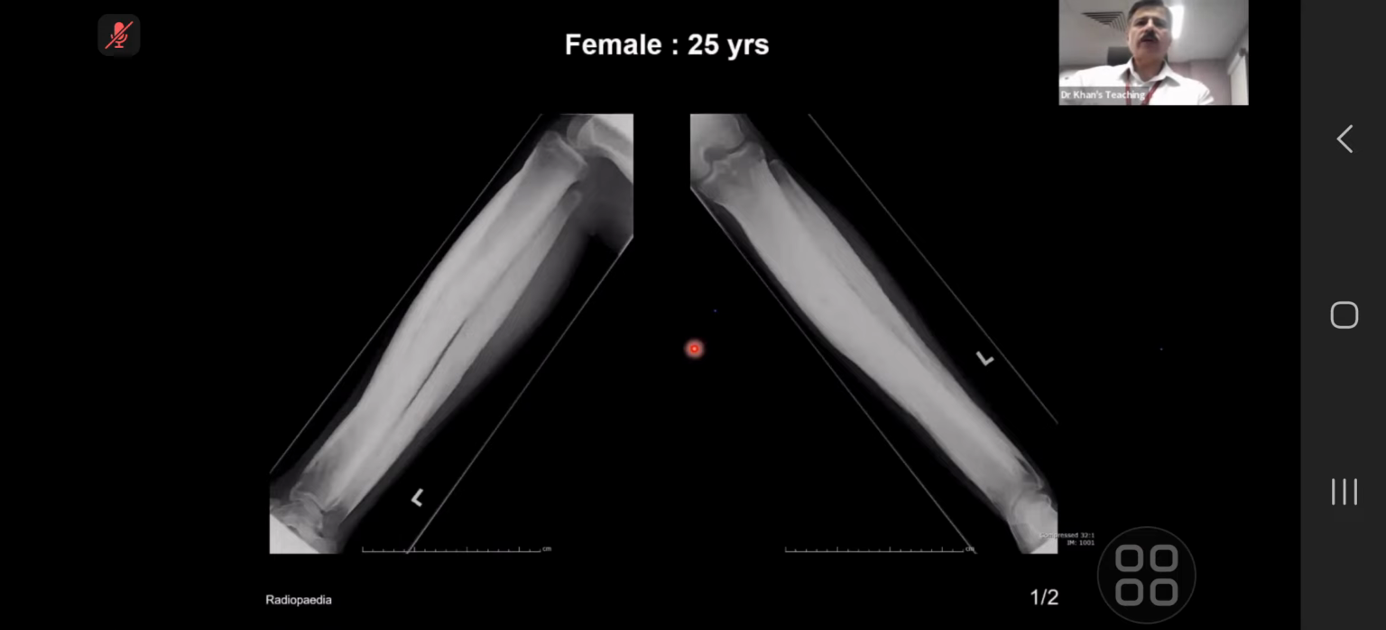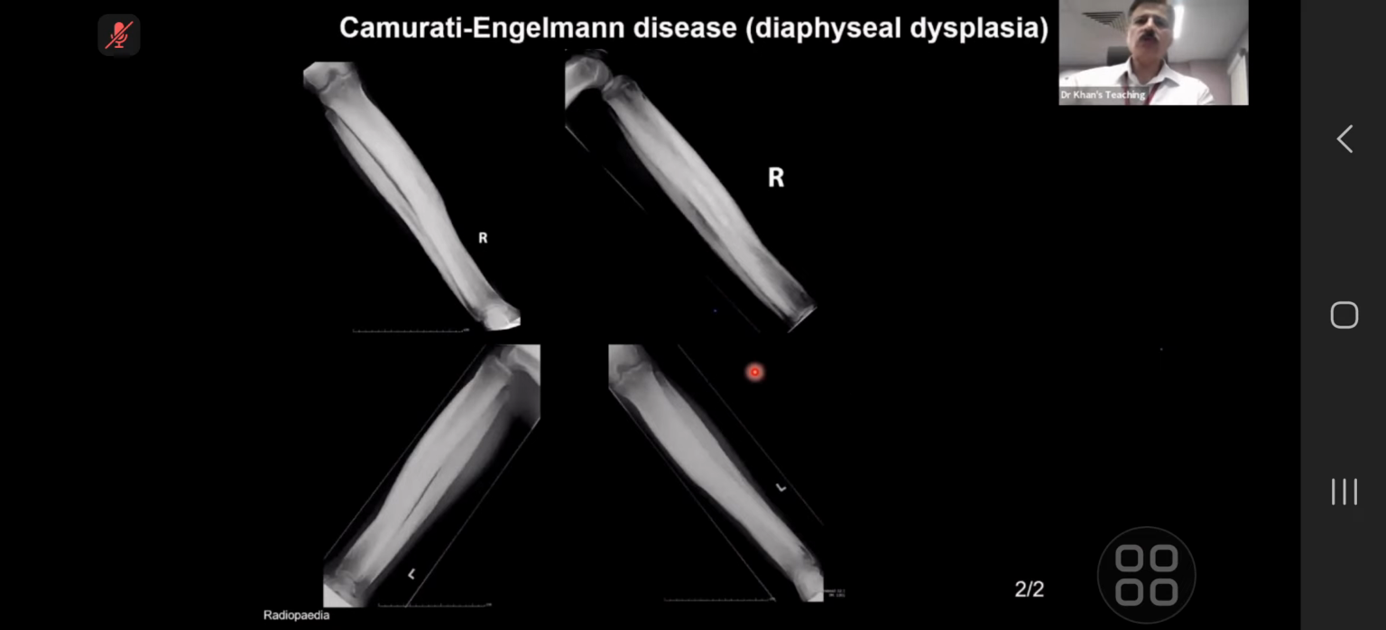Excellent. So if you look carefully, this is the epiphysis, this is maybe the metaphysis. It is normal, but there is sclerosis, just like the previous case, but it's more bilateral and symmetrical. Same thing happening in the tibia, same thing in the fibula. And if you go to the other side, this is the right and this is the left, and you can see the same thing. This is the differential for sclerotic bony dysplasia, and this is what we call Engelmann's disease, diaphyseal dysplasia. If you remember diaphyseal dysplasia, automatically it tells you what it is.